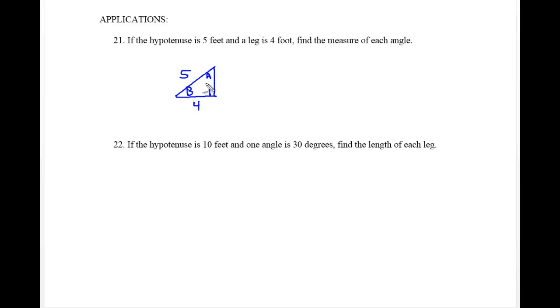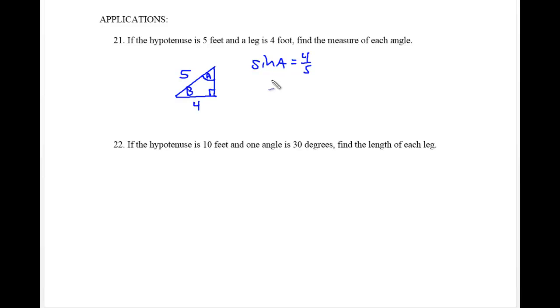So let's find angle A first. From the perspective of angle A, this is opposite over hypotenuse, so this would be the sine of A. Sine of A is equal to 4/5.